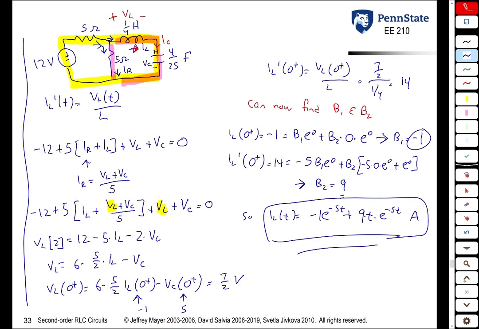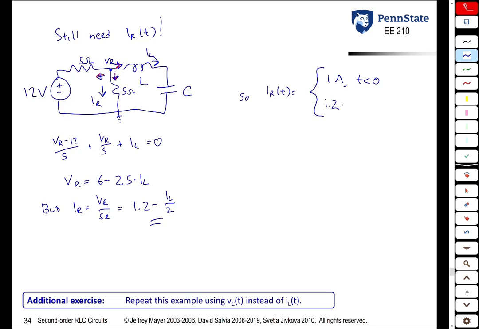So instead of having a -1 and a +9, we're going to have a +1/2 and -4.5. So plus 0.5 e to the -5t minus 4.5t e to the -5t amps. And this is valid for t greater than or equal to 0. Note, IR of infinity is 1.2 amps.